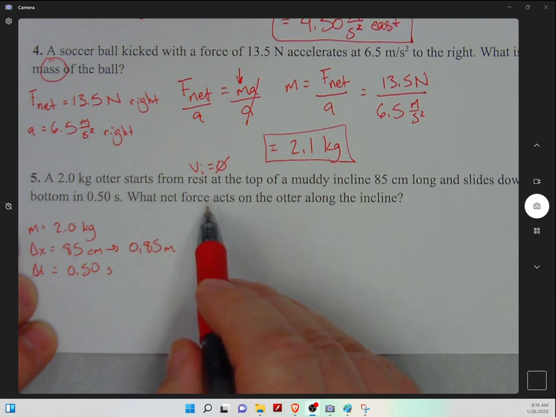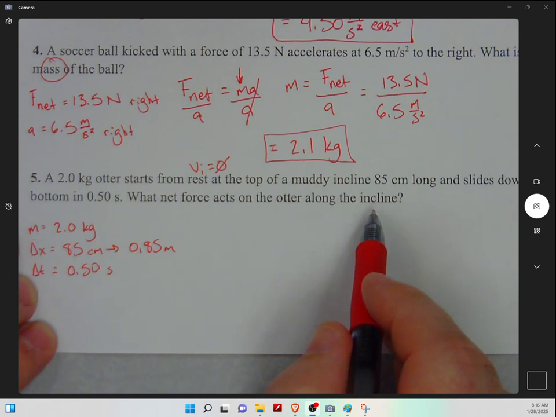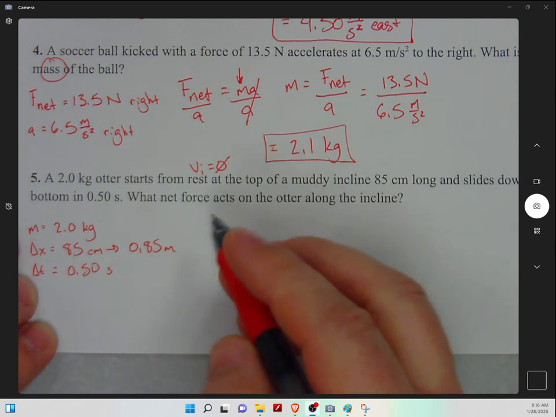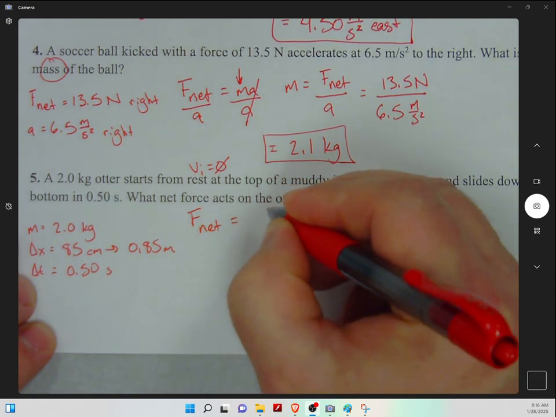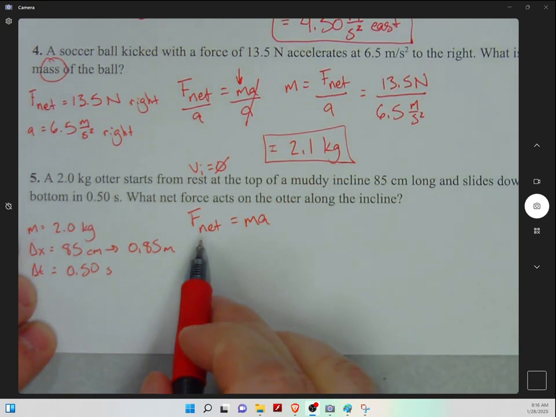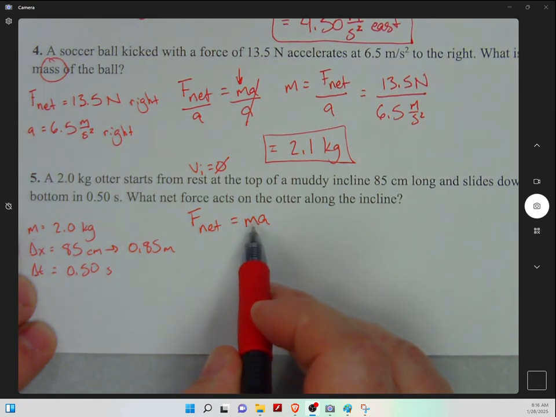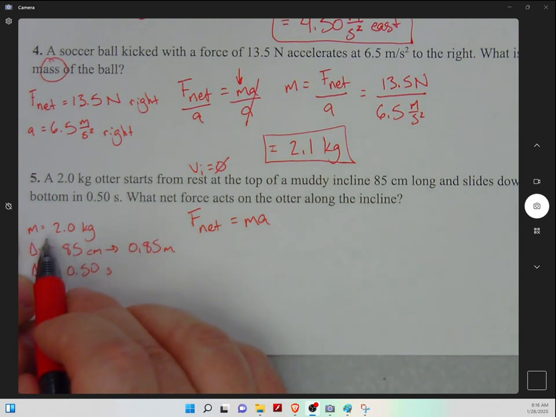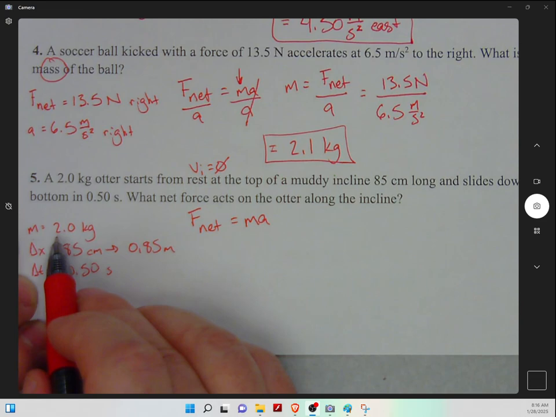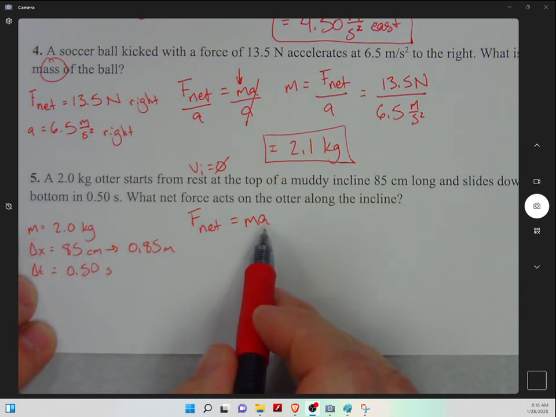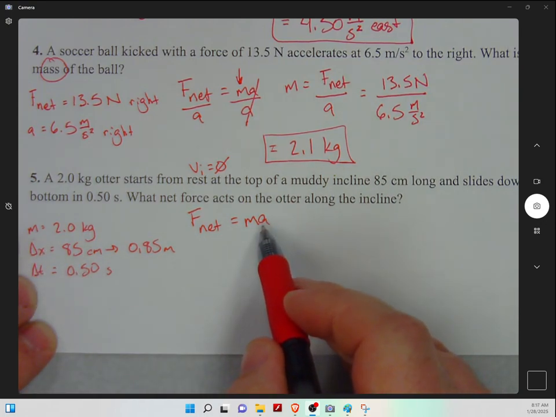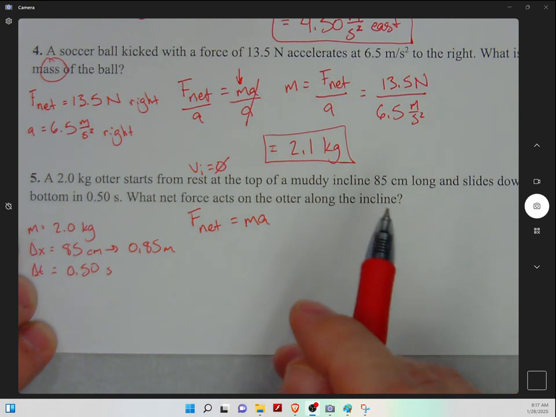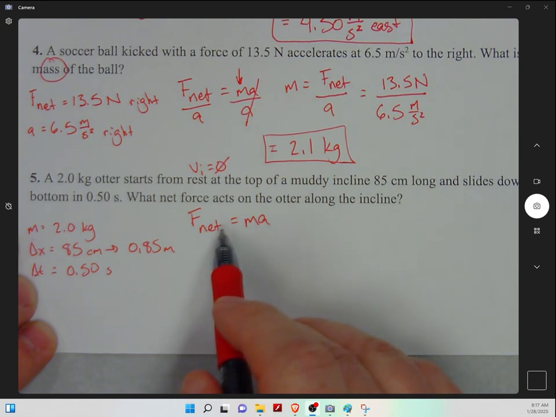What net force acts on the otter along the incline? So if I'm trying to calculate net force, I know that I'm still going to use my awesome equation here. And so I need to have both a mass value and an acceleration value. Looking at the way that the question is set up, I have a mass value, but I do not have an acceleration value. With that in mind, it must be that I can use these two terms here, the delta x and the delta t, to determine what acceleration is. And then once I've determined what acceleration is, I can plug that into this equation.